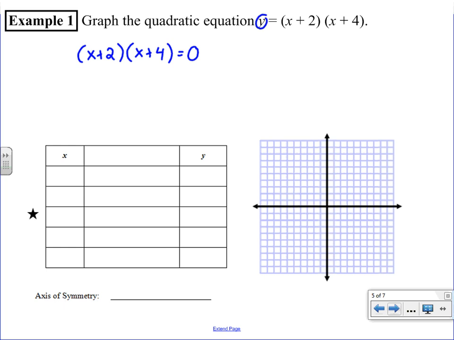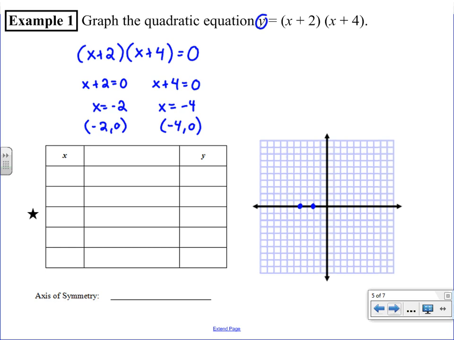So now, this is in factored form, and you can recognize that because it has the parentheses. So we're going to go ahead and apply the ZPP, which just means we're going to set each factor equal to 0, and then we're going to solve. So my answers for the zeros, x equals -2 and x equals -4. So (-2, 0) and (-4, 0). Now I'm going to go ahead and put those on my graph right away. So (-2, 0) and (-4, 0).